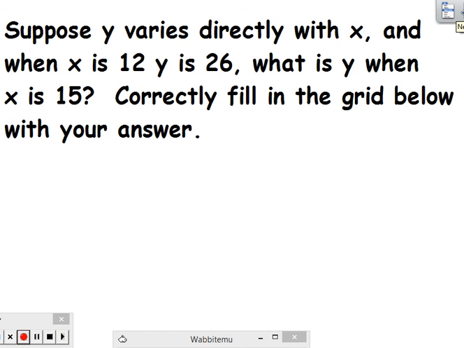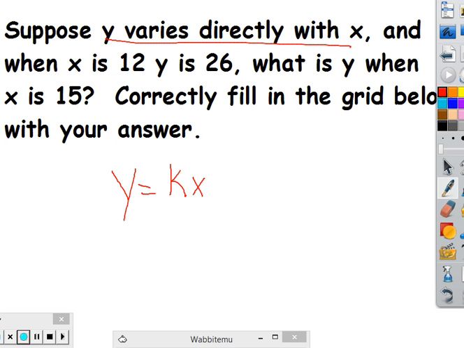Next equation, suppose y varies directly with x, so we have a direct variation equation of y equals kx. And when x is 12, so I have an x in my equation, I'm going to highlight that x and replace it with that value. And so I have a 12 there. And then I read on and see that y is also 26, and so I'm going to replace the y that I have with 26. And I do not have anything with k, so there's no k up there.